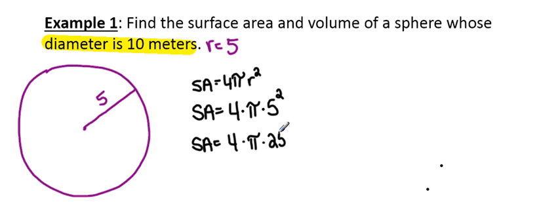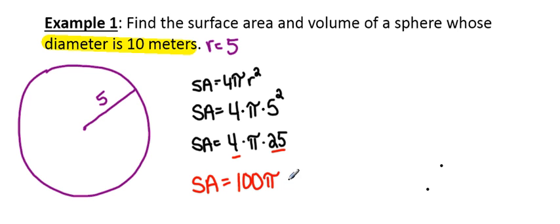And at this point, I need to make a decision about what to do with that pi, whether I'm going to plug it into my calculator or whether I'm going to leave it out. And in order to make that determination, I'm going to go back into the problem and see if they're asking me at any point to round that value. Since they're not asking me for a rounded answer, I know that I do not need to plug that pi into my calculator. So I'm going to go ahead and multiply the 4 times the 25. And since I have not yet multiplied times the pi, the pi stays in my answer.